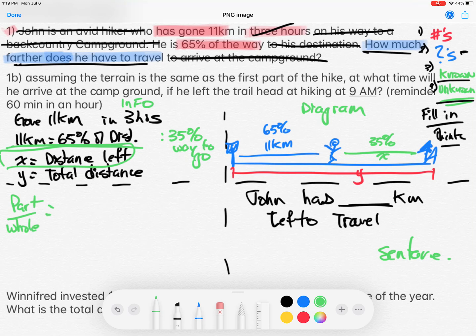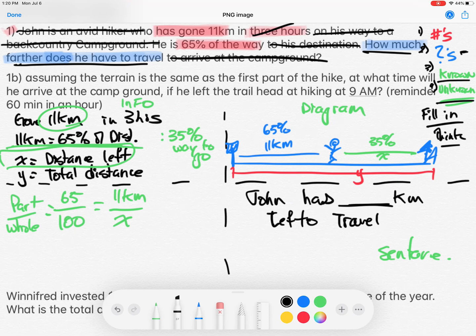So I know that he has gone 65% of the way. So let's put that in. 65% is over 100. That's going to be equivalent to, well, we know that 11 kilometers is the same as the 65. 11 kilometers over x.